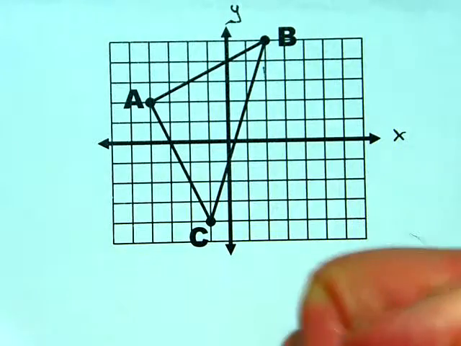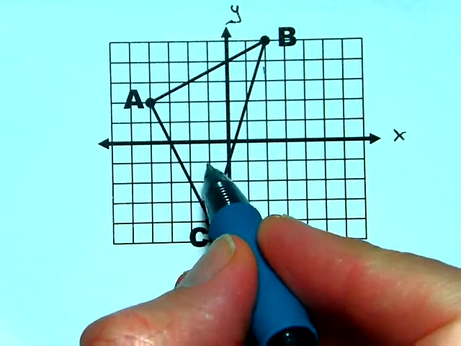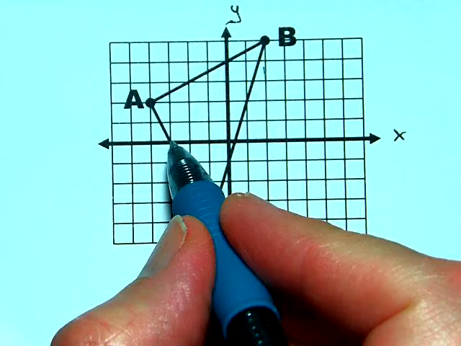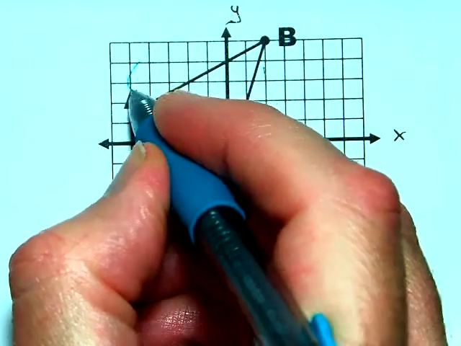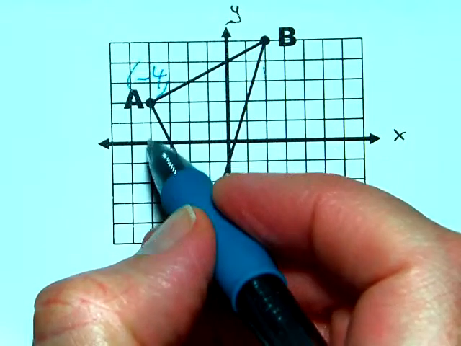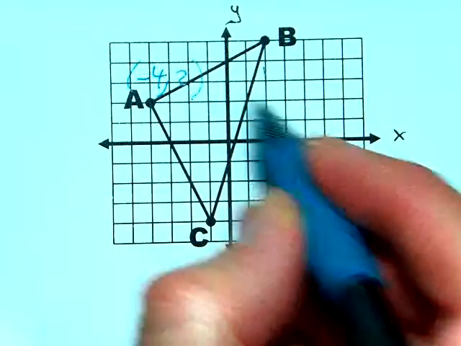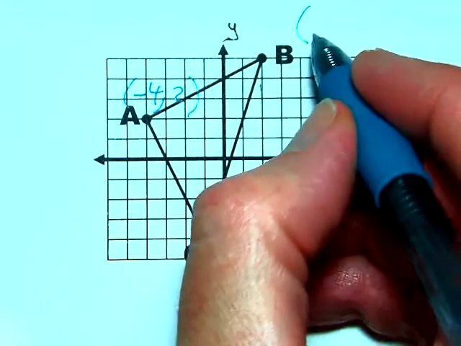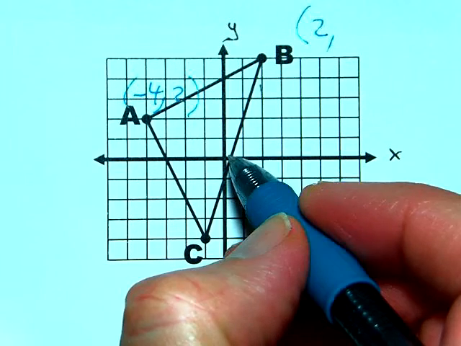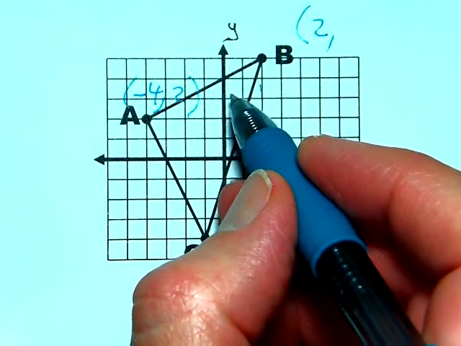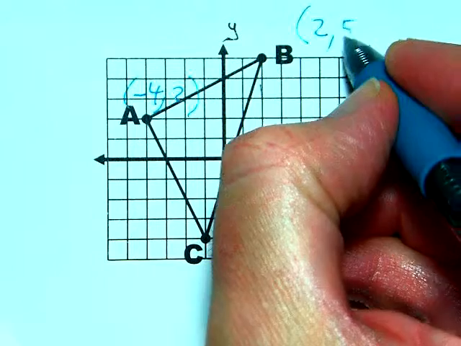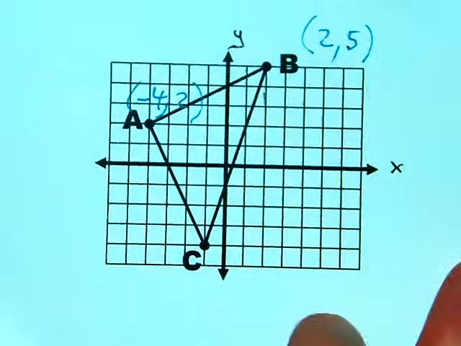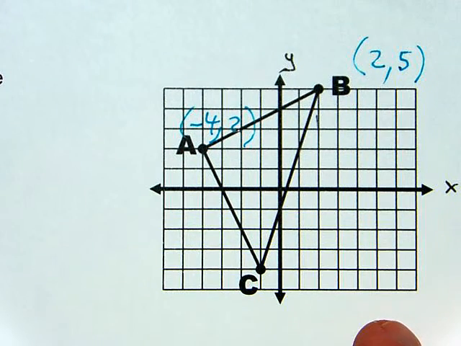So let's remember what the coordinates of A are. We've got negative 4 on the x-axis, and then positive 2 on the y. And then B is positive 2 on the x-axis, and then positive 5 on the y-axis. Okay, so we've got to find the distance between point negative 4, 2 and 2, 5.